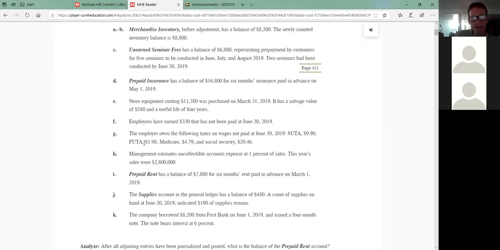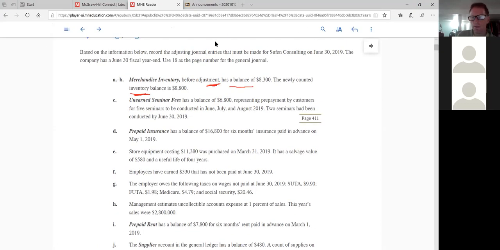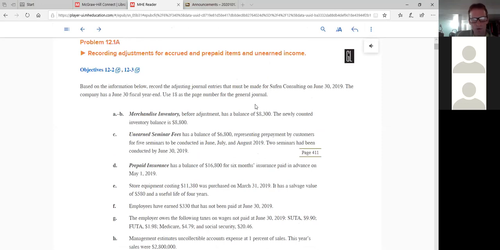Now, you'll notice that several of these are review. You've done these before. So now let's take a look at letter D, prepaid insurance. Prepaid insurance says they have a balance of 16,800. It's for 6 months, and it was paid in advance on, there's the key here, May 1st. I always try to start the problem by looking at the dates. This problem is focusing on June 30th. That's our cutoff date, essentially our financial statement date, because they say they have a fiscal year end on June 30th.